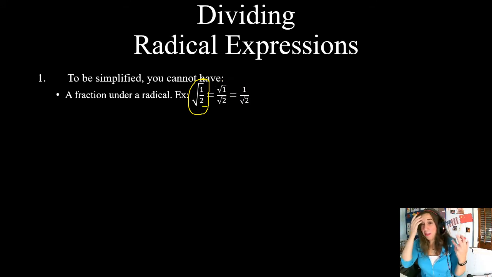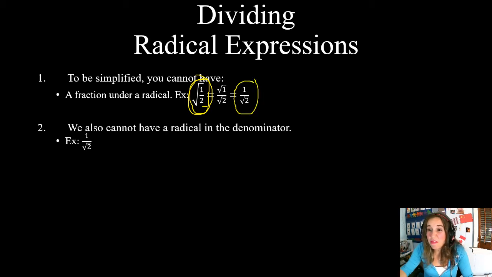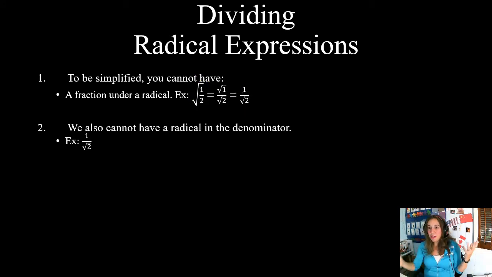The other thing mathematical convention says is that we cannot have a radical in the denominator. So here, when we changed this original expression to get that fraction out from underneath the radical, we turned it into something else we can't have. We have this radical in the denominator now. That's also not allowed by mathematical convention. As a bunch of mathematicians, we just say, when we write radicals as fractions, we cannot have a fraction underneath a radical, and we cannot have a radical in the denominator. Those are just two rules that we have to live by.